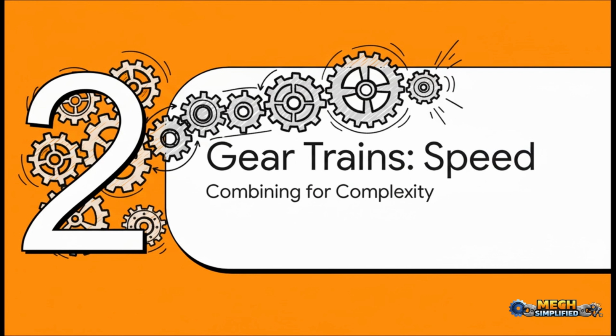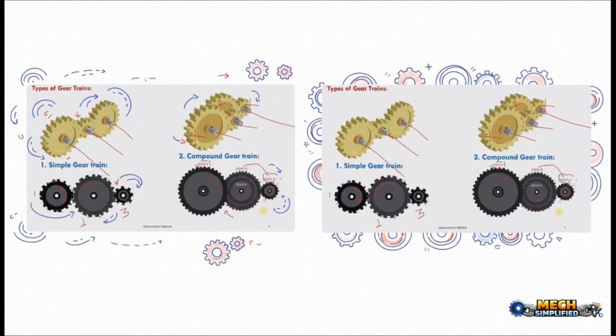So, individual gears are awesome, but what happens when you need a huge change in speed and you need it to happen in a tiny little space? That's when just one or two gears won't cut it. You have to start combining them into systems, and we call those gear trains. So, check this out. Over on the left, you've got a simple gear train. Each shaft just holds one gear. It's straightforward.